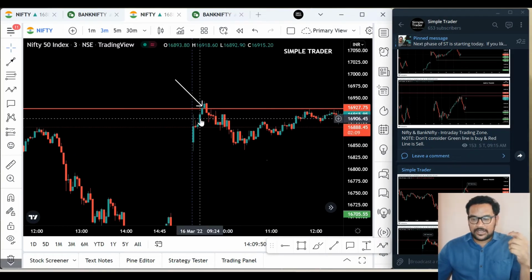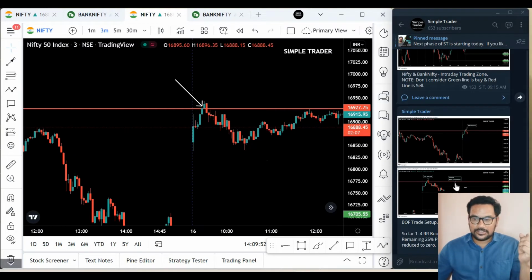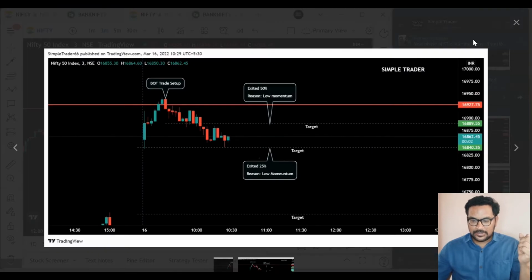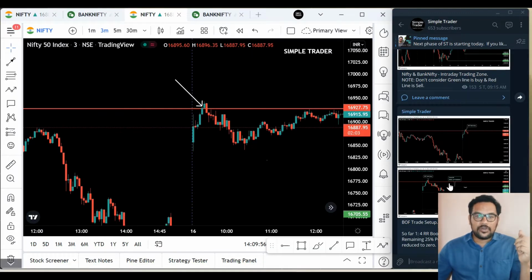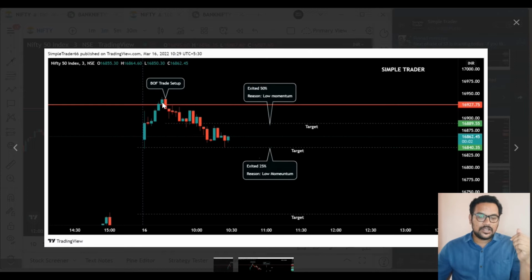So where is the target? Here I'll explain the target. See, this was a BYF setup. This was the entry. This was the SL. Where is the first target? This is the first target. Why? Because there is a momentum lag, right? The momentum is completely lagging. So I exited 50%. Also there is one more reason.